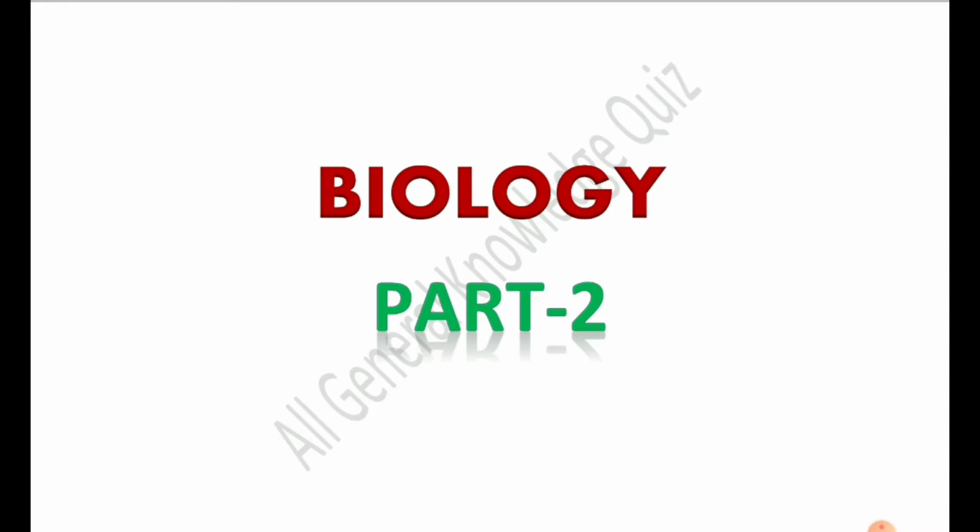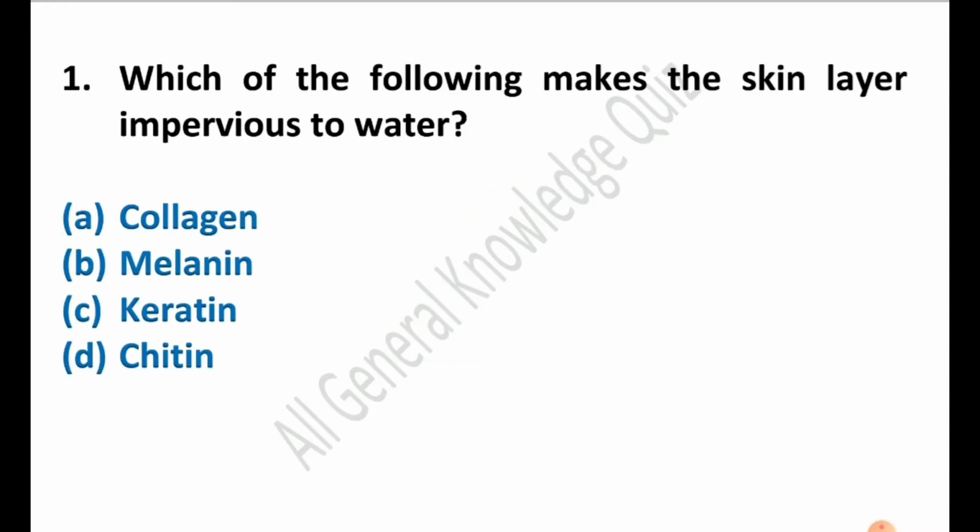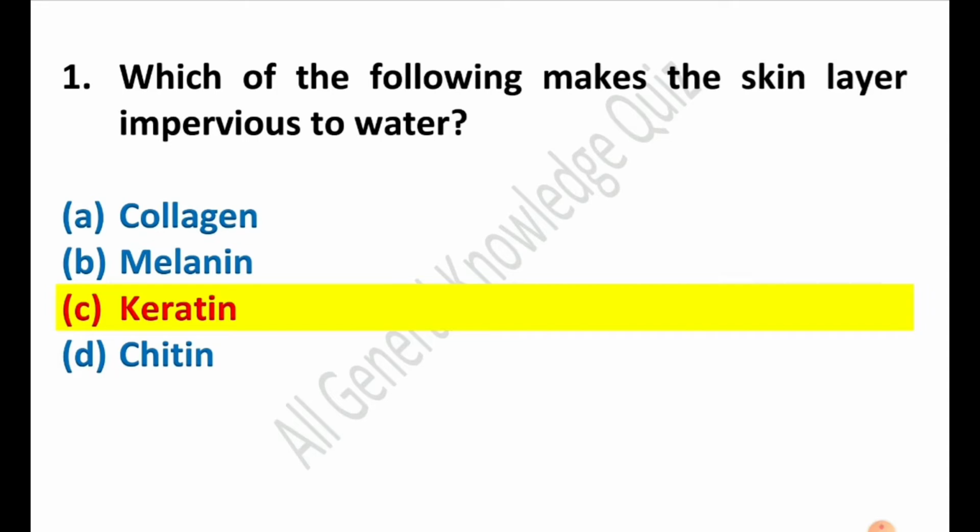Biology, Part 2. Question number 1. Which of the following makes the skin layer impervious to water? Option A, collagen. Option B, melanin. Option C, keratin. Option D, chitin. The answer is option C, keratin.